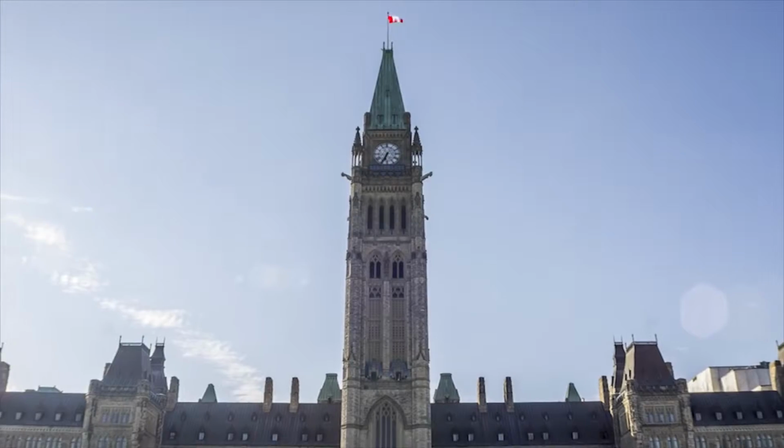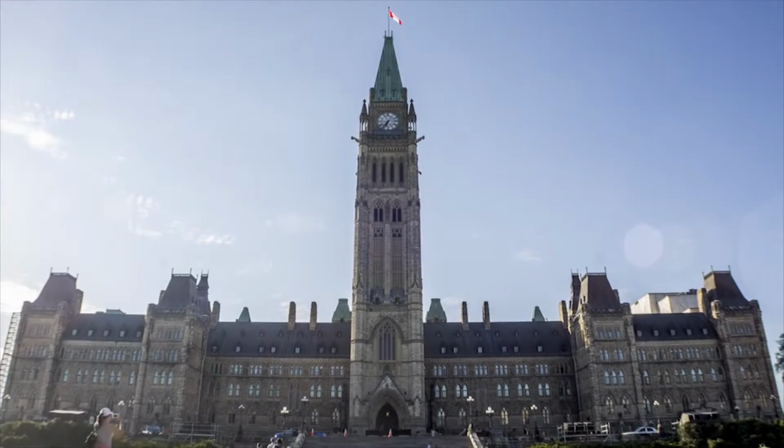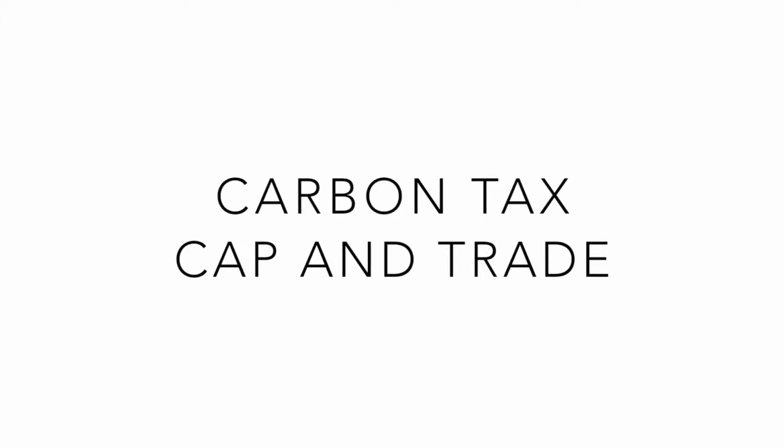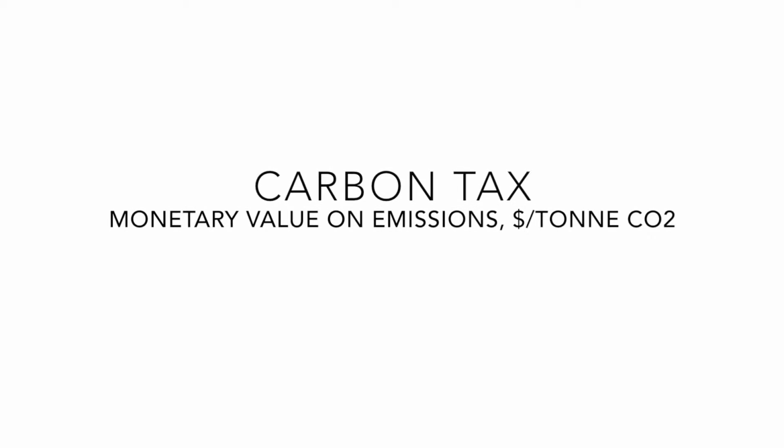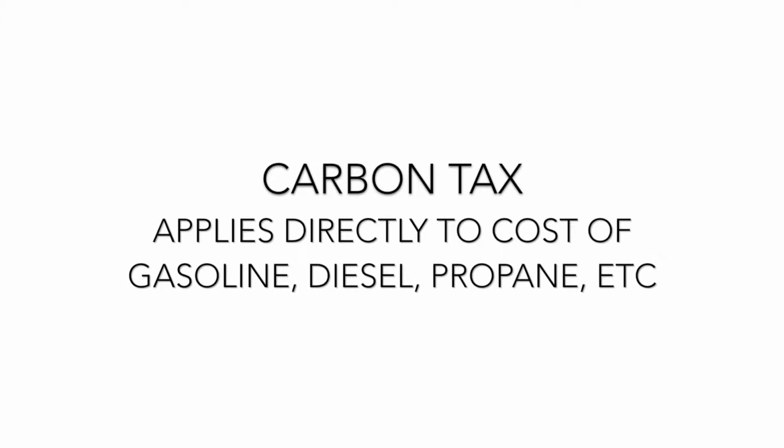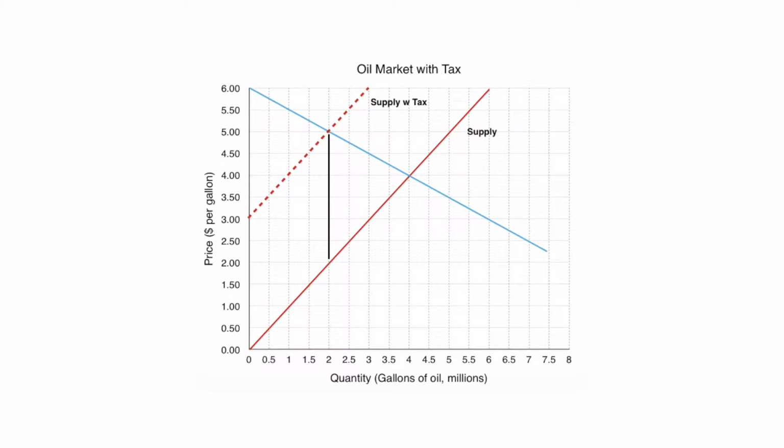This video will discuss how Canada has implemented carbon pricing to achieve this goal and explore the details of the provincial and federal carbon pricing systems. Generally, there are two main ways of pricing carbon emissions: a simple carbon tax and a cap-and-trade system. A carbon tax places a monetary value per ton of CO2 emitted. This tax is then applied directly to the cost of hydrocarbon fuels, such as gasoline and diesel. Increasing prices will decrease demand, thus decreasing emissions.